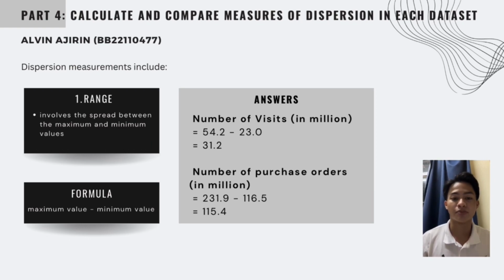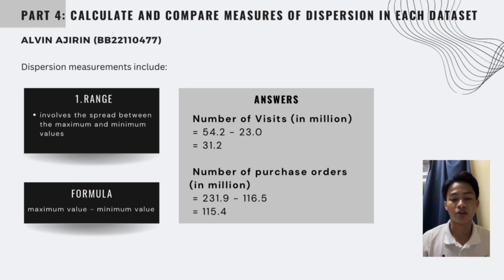We'll be presenting part 4 of calculate and compare measures of dispersion in each dataset. The first step of dispersion measurements is to know the range. It is the simplest measure capturing the spread between the maximum and minimum values. The formula for range is subtracting the minimum value from the maximum value.